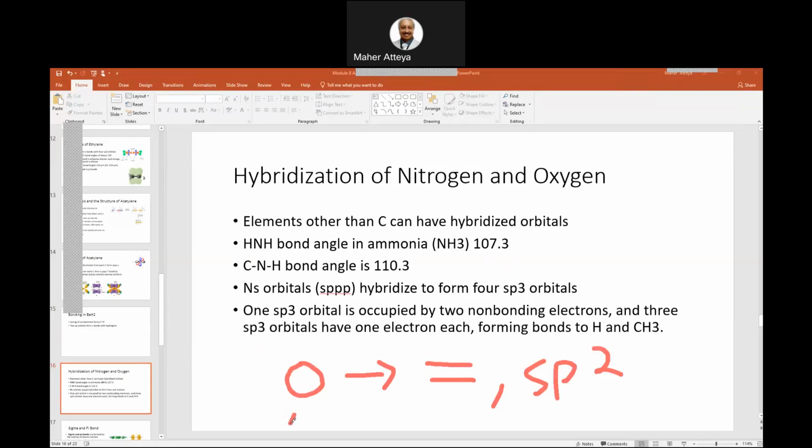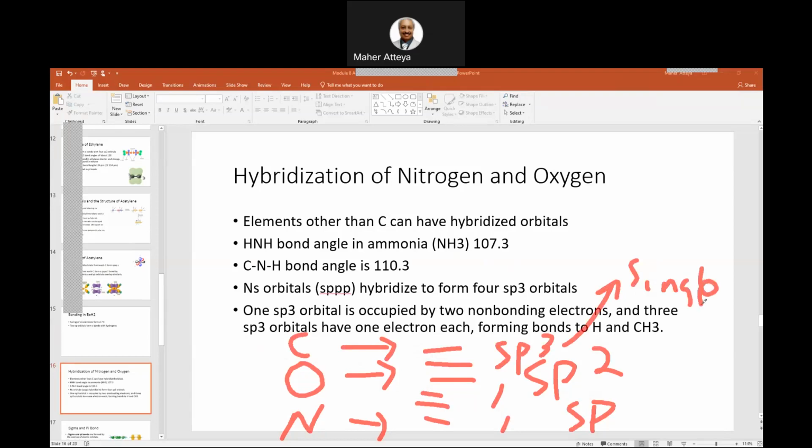Nitrogen, on the other hand, by nature, likes to be in a triple bond. Triple bond will be sp. So you can tell. And carbon, on the other hand, likes to be single bonded most of the time, and that will be sp3. So sp3 is single, sp2 is double, sp is triple, correct? It's triple. Are you following me here?